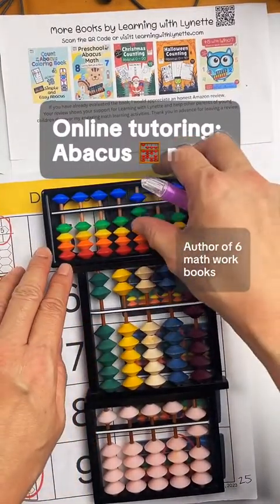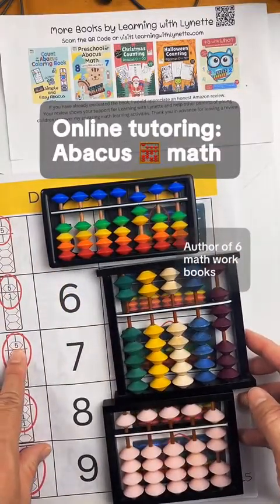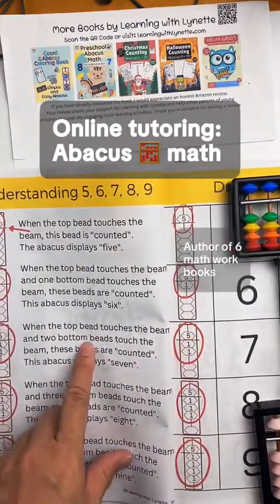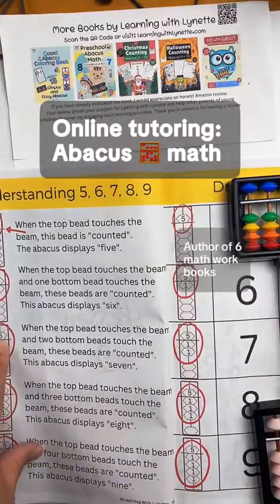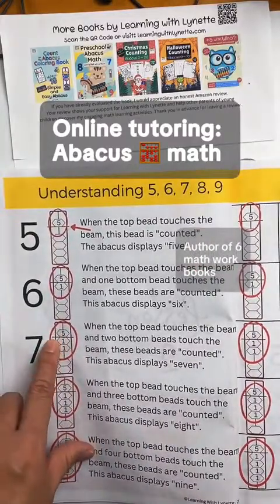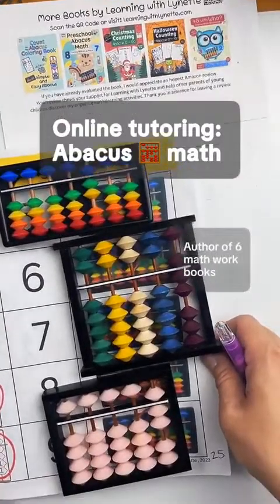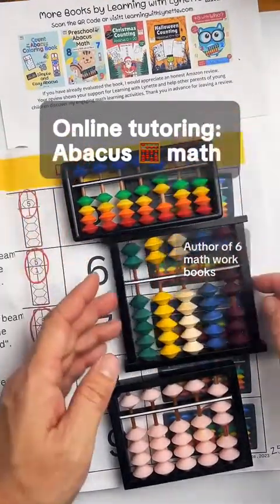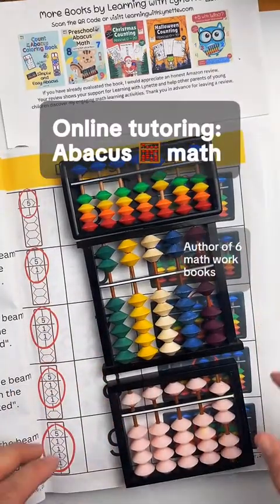So that's 6, and then 7. That's 7, and this is 7. Here I have one bead touching the beam, and then 2 beads touching the beam as well. These two are the counted ones. So this abacus displays 7. On my abacus, it displays 7. See? 5, 6, 7, and 5, 6, 7, and 5, 6, 7.